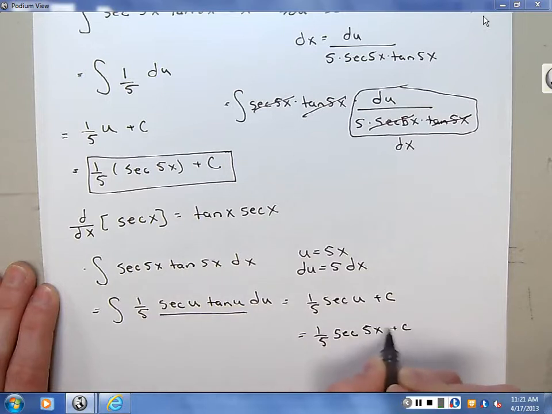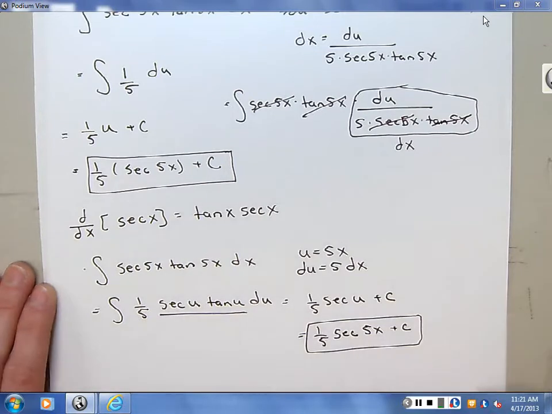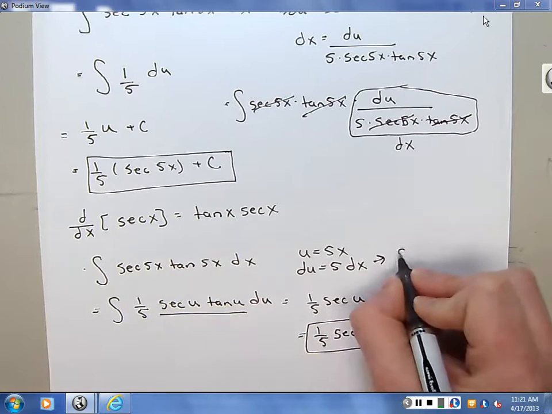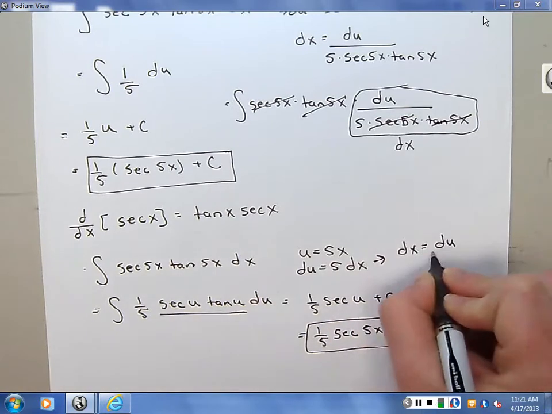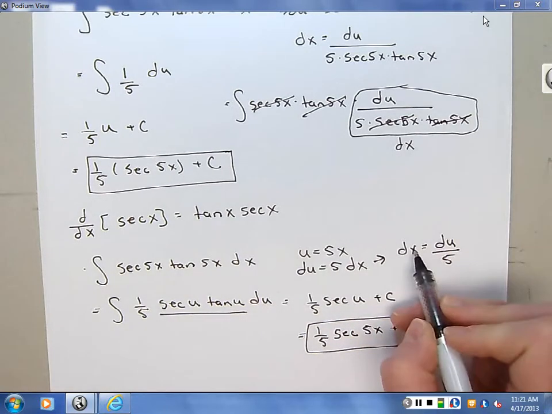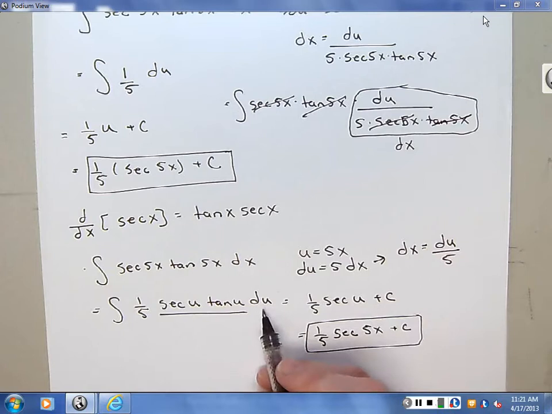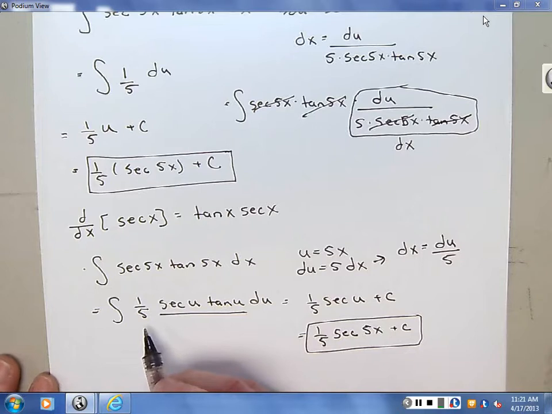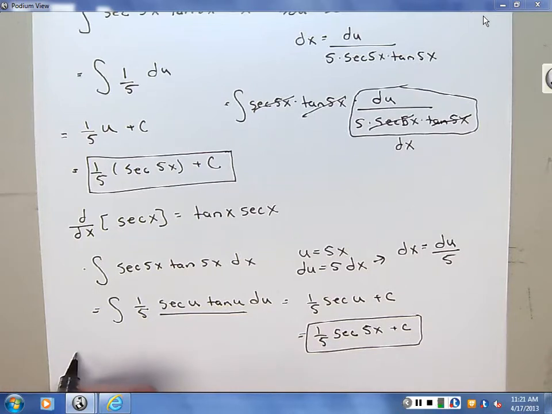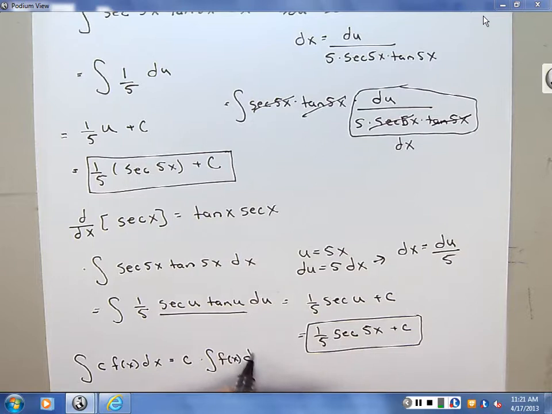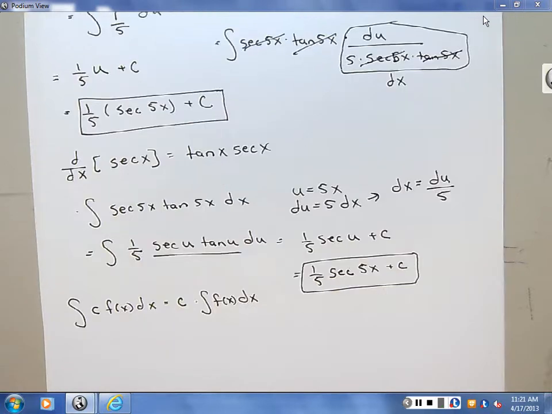How did you pull out the 1/5 if you substitute? I solve for dx. dx is du over 5. So everywhere I have a dx, I plug that in, and I have du over 5. So that du over 5 is 1/5 times du. So I can pull that 1/5 out. From the theorem in 5.2 that the integral of a constant times a function is a constant times the integral of the function.